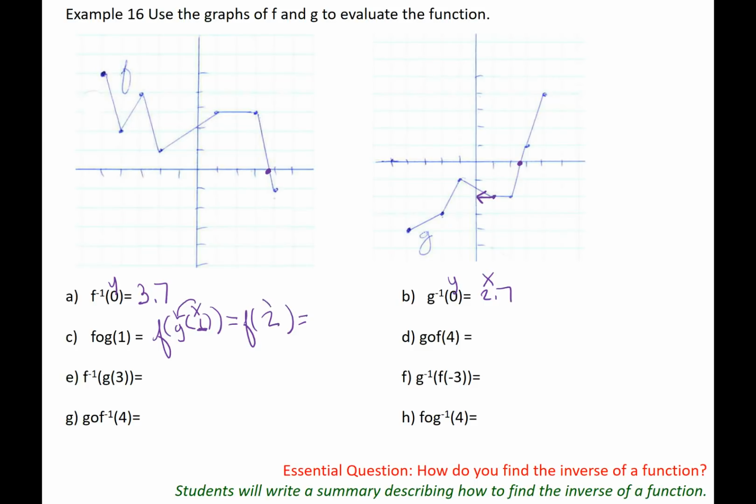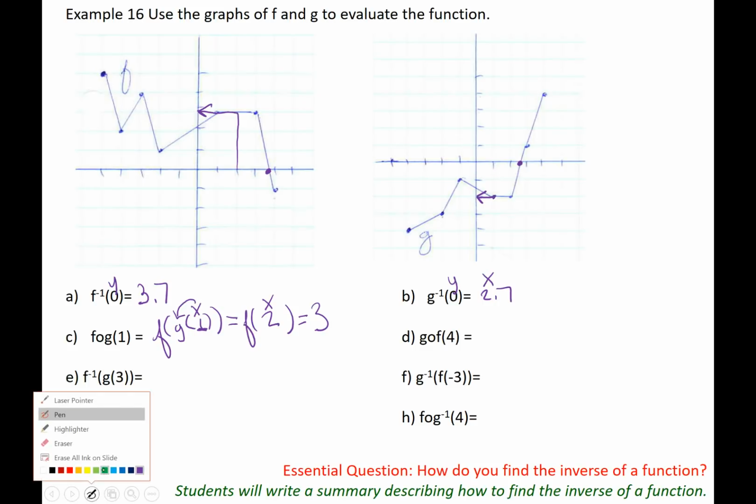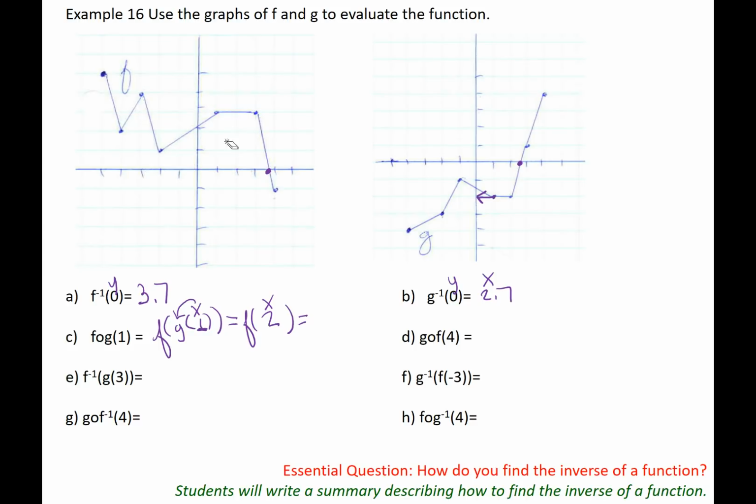Then, now this becomes the new x value. I'm going to go to that on the f graph, the x value of 2 on the f graph. I'm going to read the y value off, and it's 3. I'm sorry, I did a typo. I'm blowing it today. This wasn't 2, it was -2, wasn't it? So let me fix that.